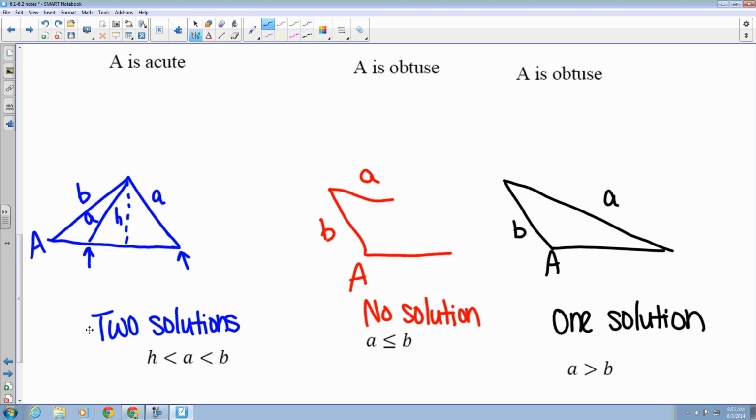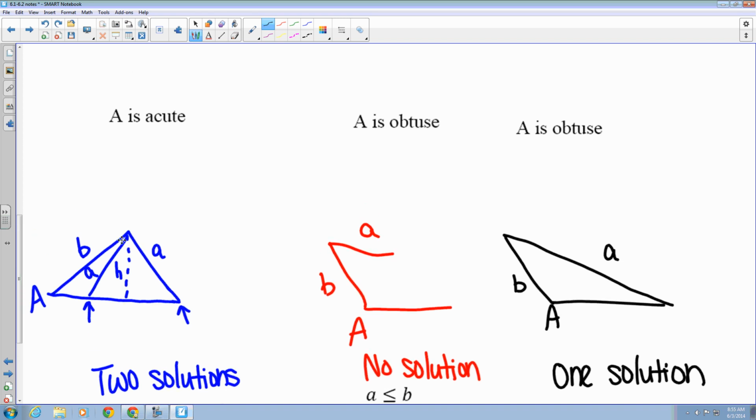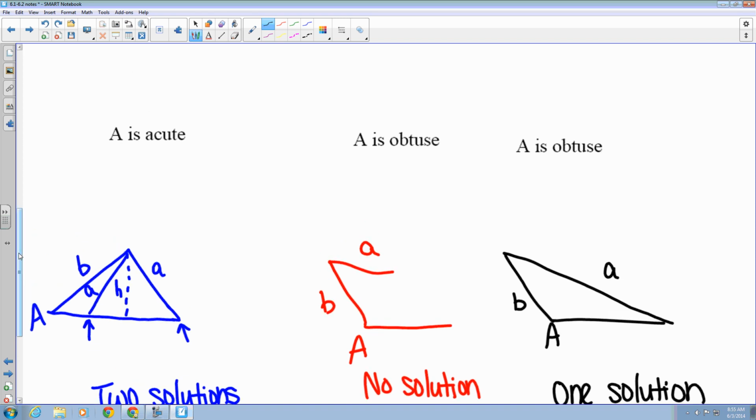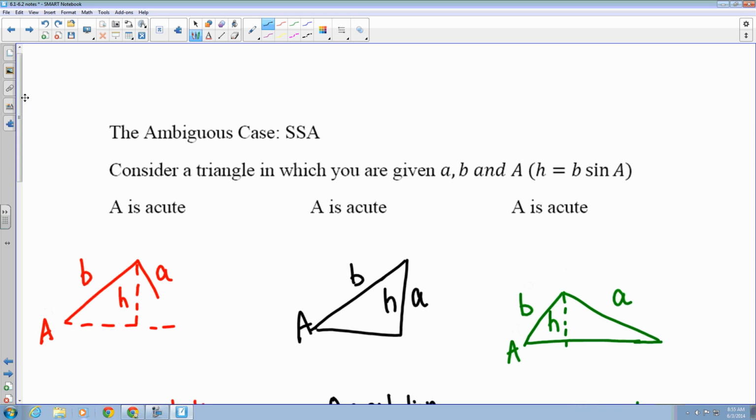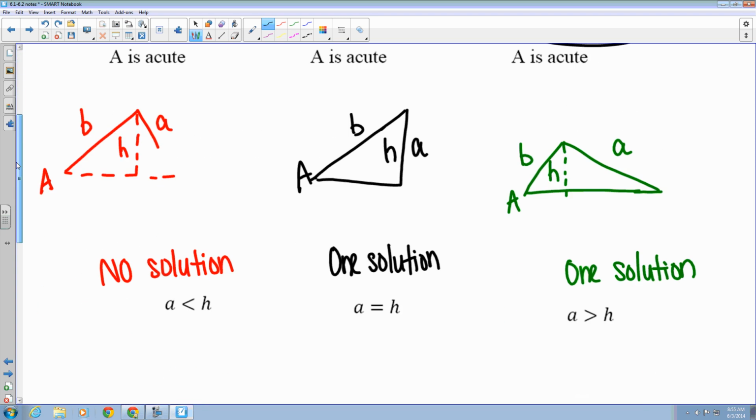Now I talked about height a little bit, so I drew in the heights on some of those triangles. The way we find the height is right here. We're given 2 sides and an angle. You're going to use the side that does not match your angle, so it's not always going to be a, b, and A. Just be careful with that. You take the side that's not in the pair and multiply it by the sine of the angle that is in the pair, and that will give you the h.